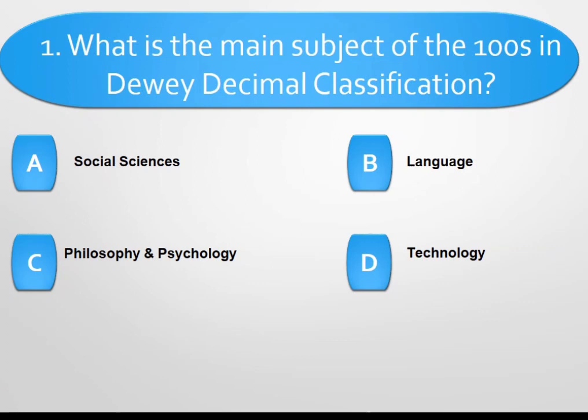What is the main subject of the 100th Dewey decimal classification? Social science, language, philosophy, and technology. I think 100 is purely philosophy. C is the right answer.